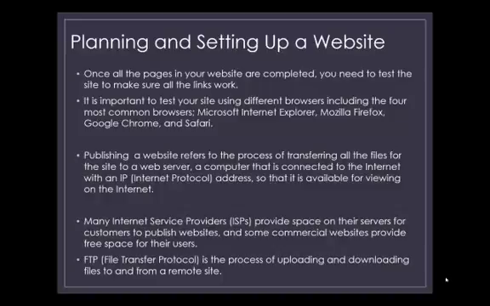So publishing a website refers to the process of transferring all the files for the site to a web server. And that's going to be the computer that's connected to the internet with an IP or Internet Protocol address so that it's available for viewing on the internet. Now, the website must be published so that internet users can view it. And there are several options for publishing a website. For instance, many internet service providers or ISPs provide space on their servers for customers to publish websites. And some commercial websites provide limited free space for their users.